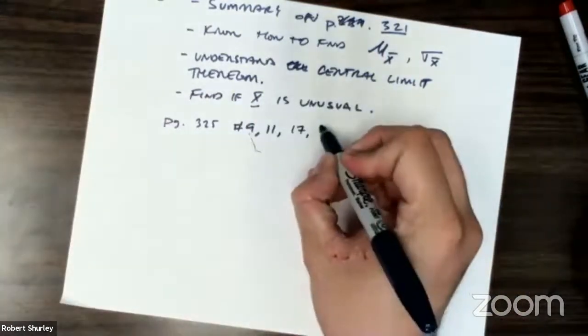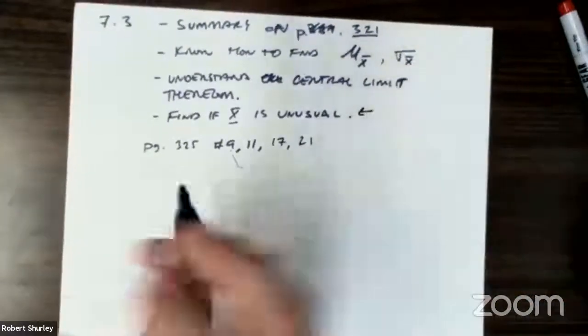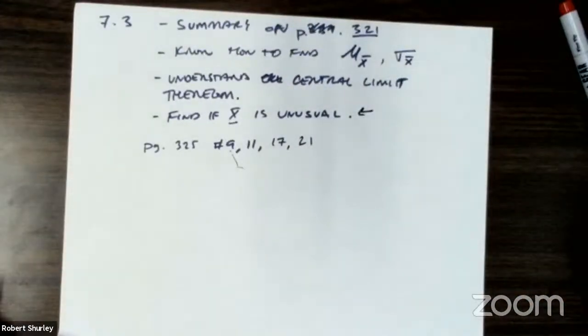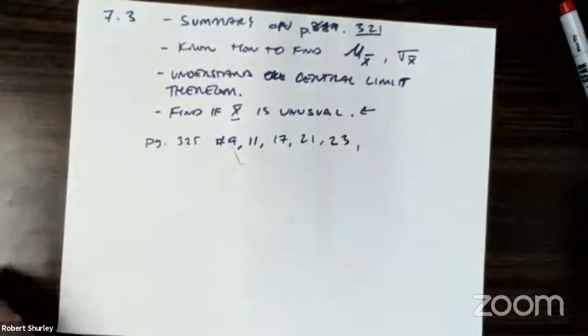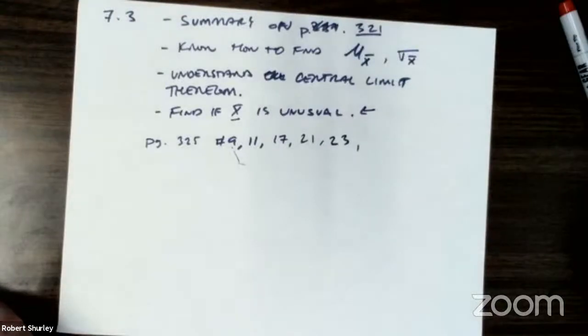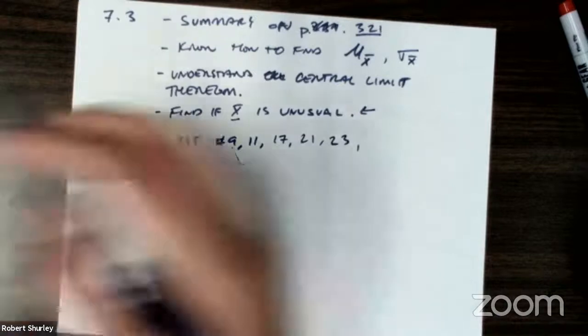Yeah, 21. 21 brings up the unusual concept. Is it unusual? Which just means, is it greater than or will it happen less than 5% of the time? 20. I like 23. And then let's do one more. 29 is a good one.